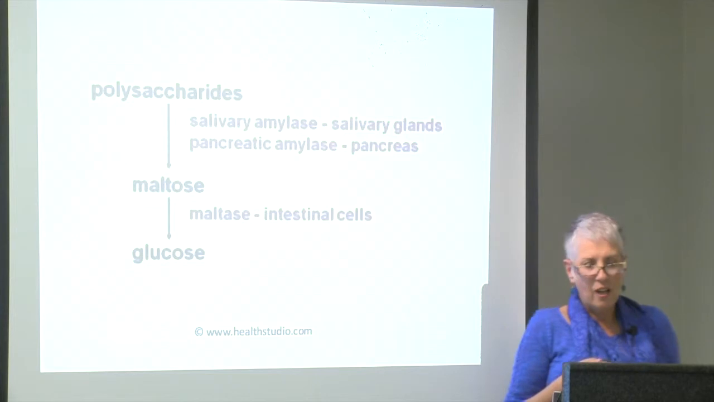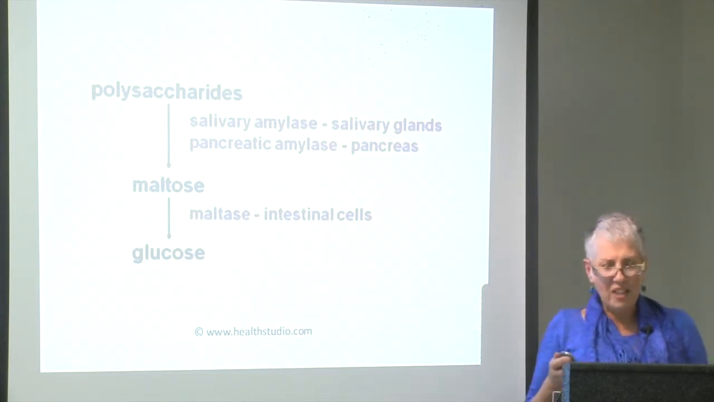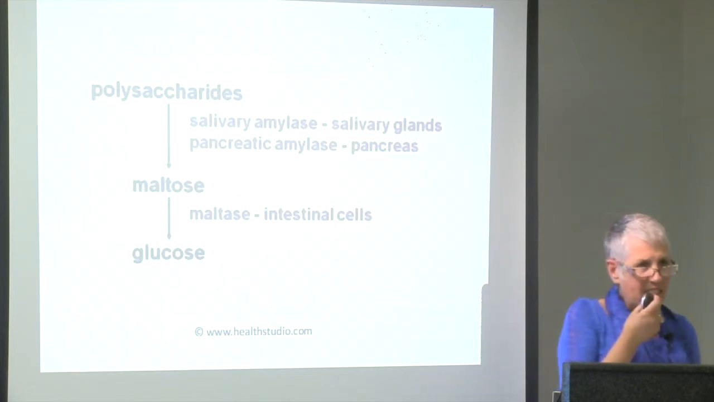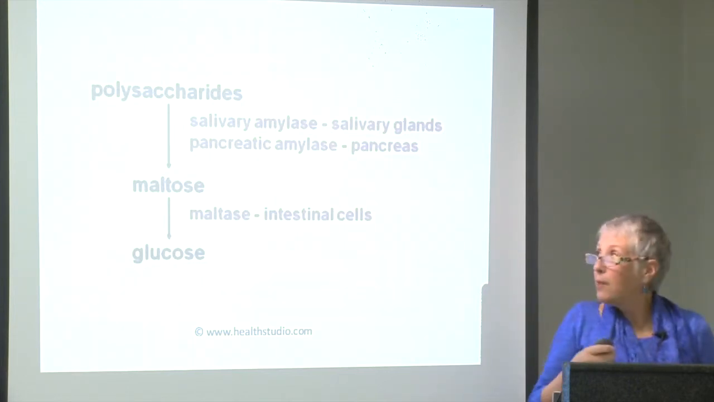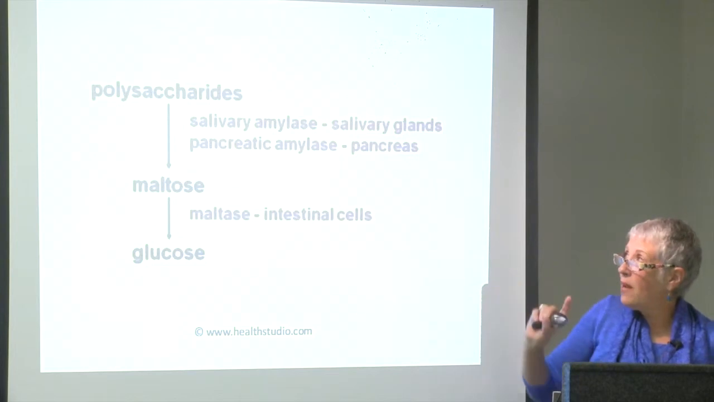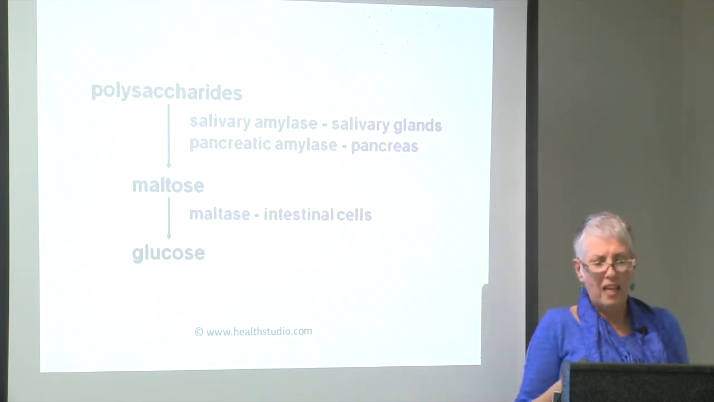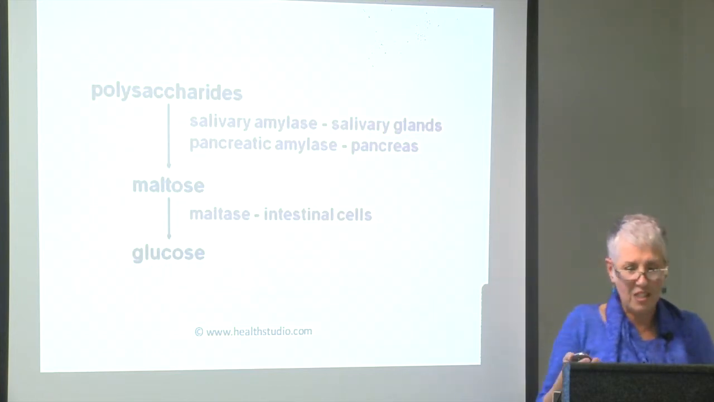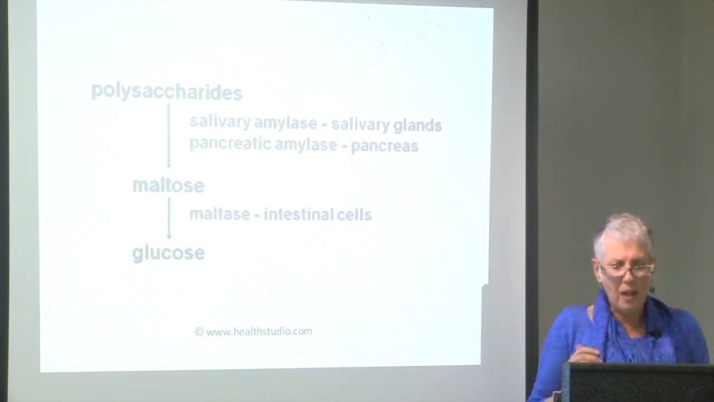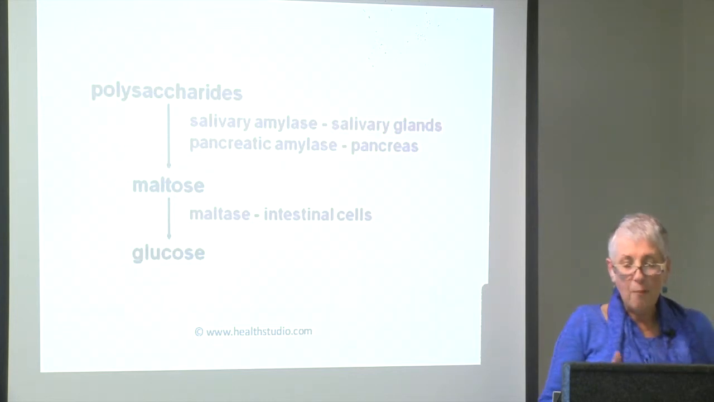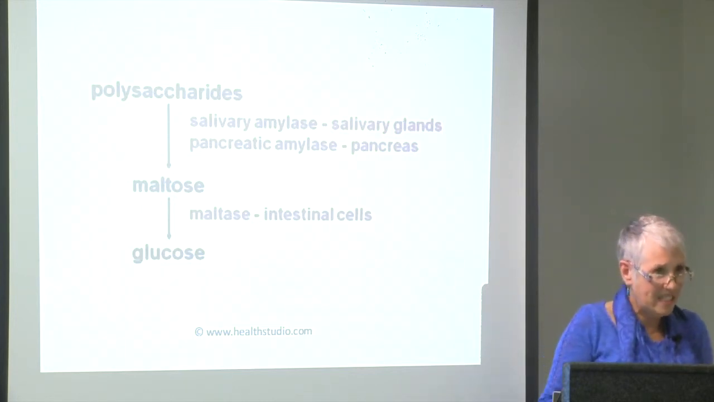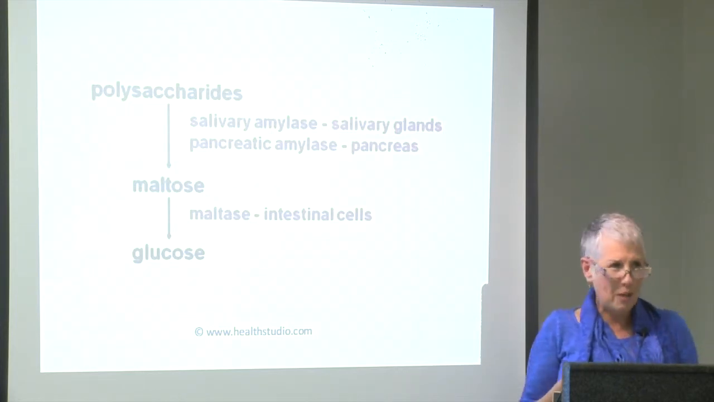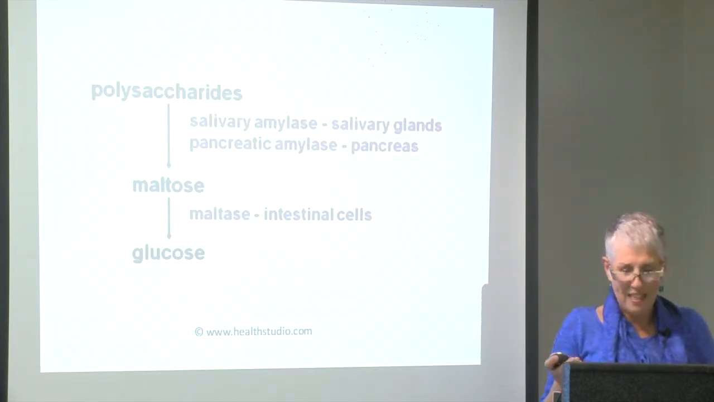So one of the enzymes: polysaccharides are broken down by salivary amylase. It starts in the salivary glands, in the mouth. It breaks down into maltose by the use of the salivary amylase in the salivary glands and pancreatic amylase from the pancreas. Then when it becomes maltose, it has to be broken down further by maltase, an enzyme in the intestines. And then it is broken down into glucose, a product that we are all too familiar with many times.